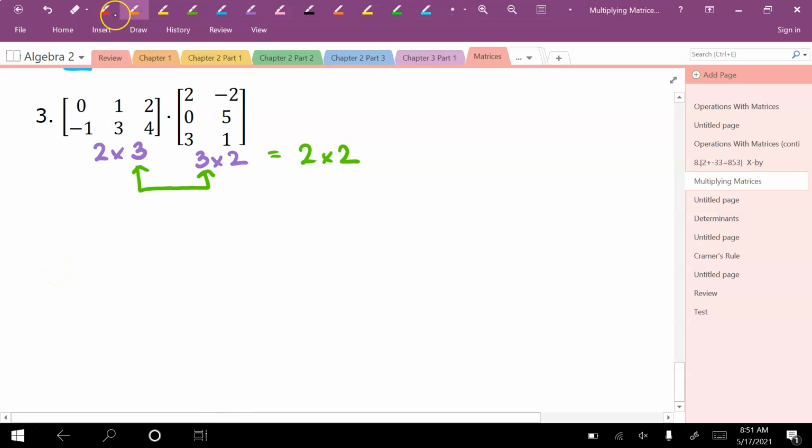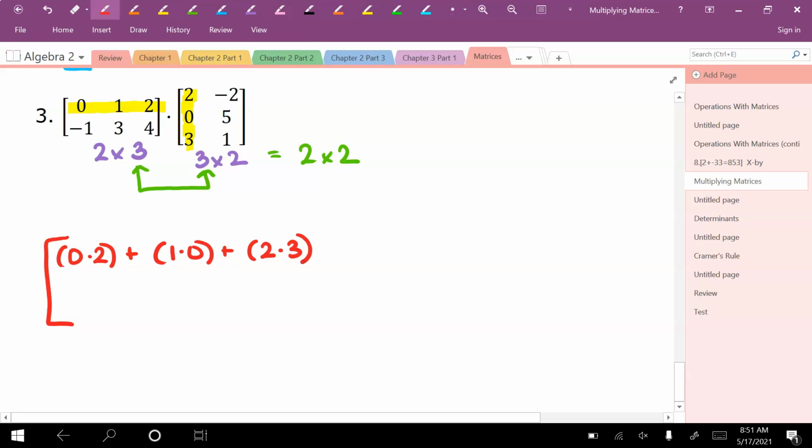All right, so I'll get you guys started here. We're going to take this first row, the 0, 1, 2, times the first column, the 2, 0, 3. They've just added on an extra element this time. You're still going to just add on the multiplication of those two terms together. So we're going to take 0 times 2 plus 1 times 0 plus 2 times 3. So all I've done there is add on an extra element that I had to multiply together.